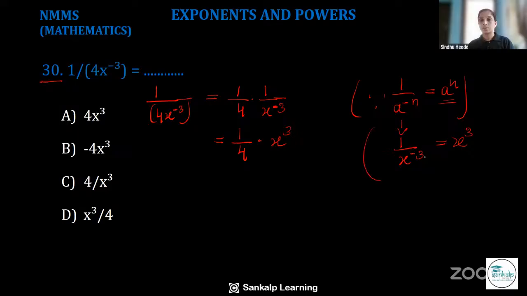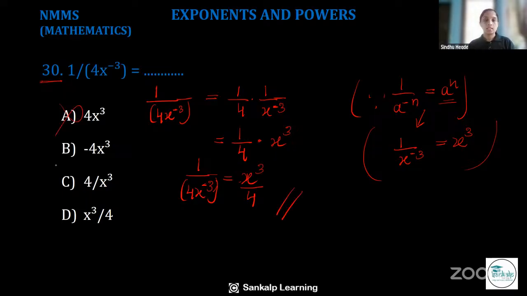Similarly this one. Okay, by using this formula, then 1 by 4 into x cube. This x cube is numerator. So it totally becomes x cube by 4. That's why 1 divided by 4x raised to minus 3 is x cube by 4.